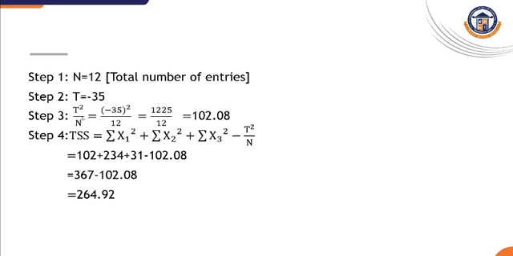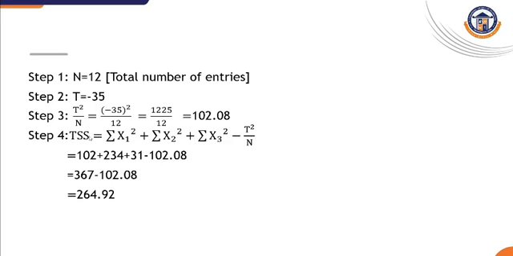And in the third step we determine T square by n, that is the correction factor. That notation is T square by n. We know that minus 35 square divided by 12, the answer will become 102.08. And step number 4, total sum of squares.